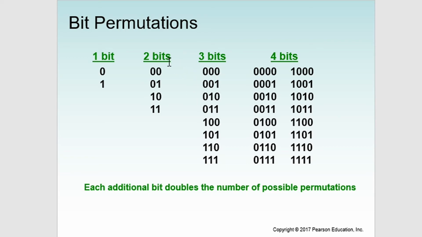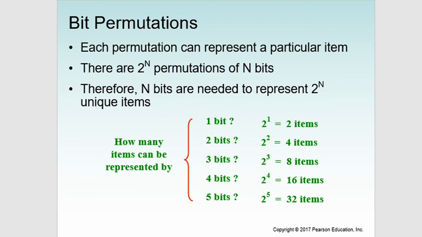So that specific example would be if I had 2 bits, 2 lines, and these are all the possible permutations. So with 2 lines, I can represent 4 numbers. If I had 4 lines of communication, 4 bits, then I can represent 16 possible permutations. Each permutation can represent a particular item. There are 2 to the n permutations of n bits. Therefore, n bits are needed to represent 2 to the n unique items.